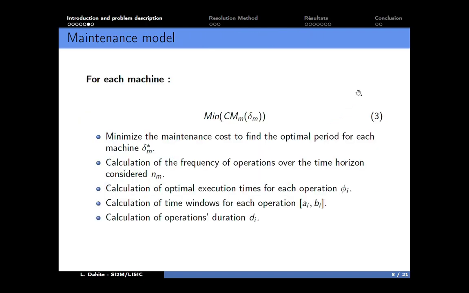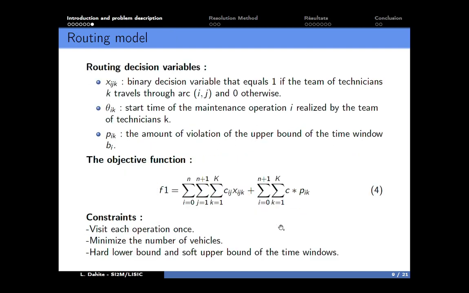In the problem, we minimize the total maintenance cost to obtain the optimal period for each machine and the frequency of maintenance operations in the horizon. We then calculate the optimal execution time, the time windows, and the operation durations that are input for our routing model.